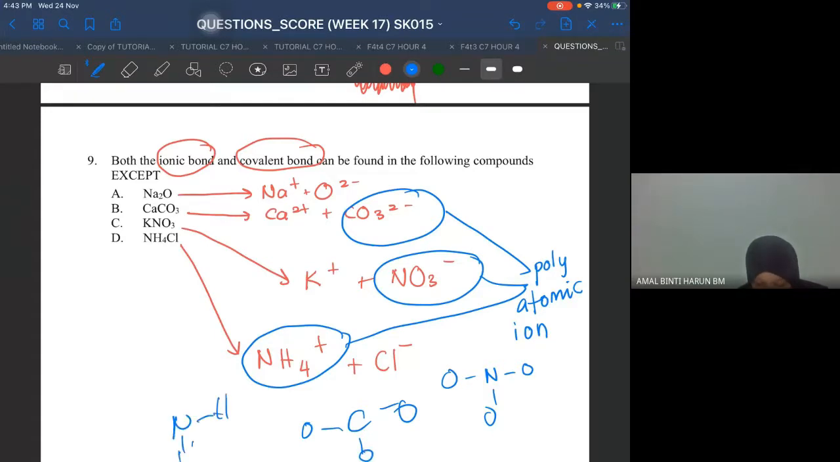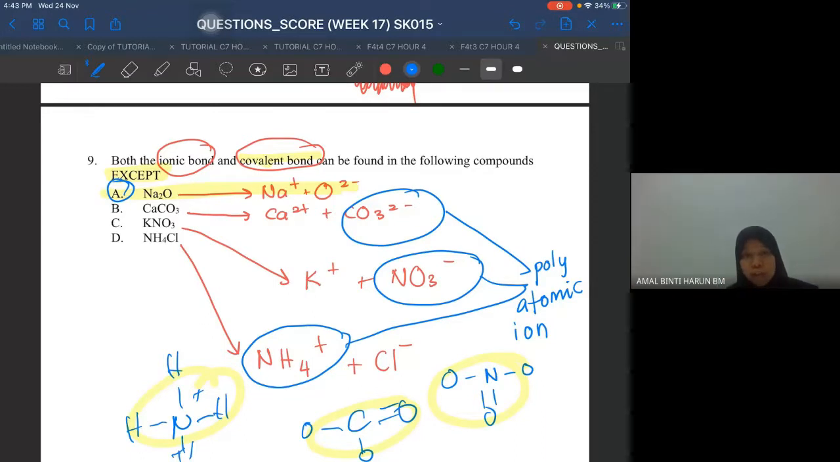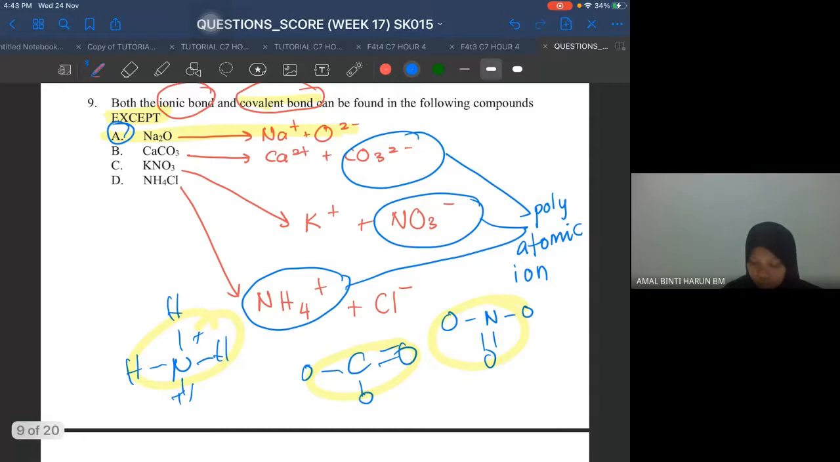So they are sharing electron. NH4 plus. Okay, ni tak tahulah macam mana structure dia, kita pun kena lukis, kita kira balik lah. That means to highlight to you that they will exist as a covalent. Ada covalent. Yang tak ada covalent yang ni. So jawapan dia, but they accept. So the answer is A. Okay. Dia hanya ada ionic saja, tidak ada covalent.